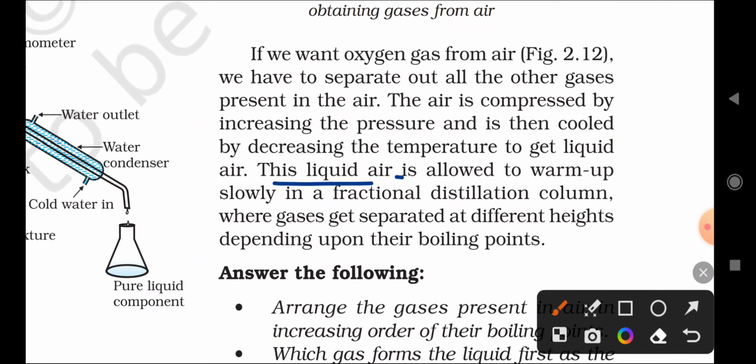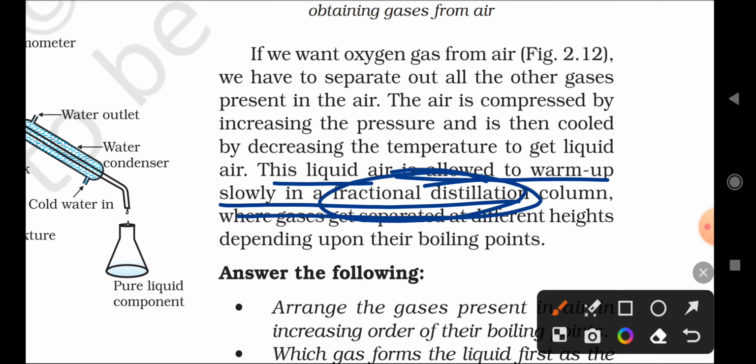This liquid air is allowed to warm up slowly in a fractional distillation column. First we give more pressure, then it is cooled by decreasing the temperature, and after the conversion of air to liquefied air, it is allowed to warm up in a fractional distillation column.